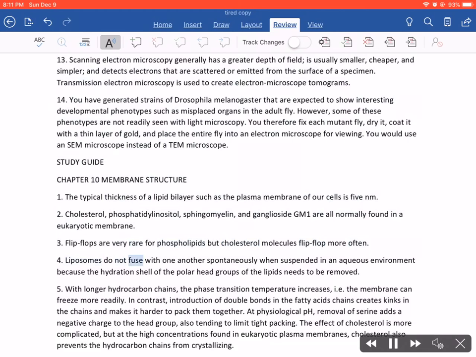4. Liposomes do not fuse with one another spontaneously when suspended in an aqueous environment because the hydration shell of the polar head groups of the lipids needs to be removed. 5. With longer hydrocarbon chains, the phase transition temperature increases, that is, the membrane can freeze more readily. In contrast, introduction of double bonds in the fatty acid chains creates kinks in the chains and makes it harder to pack them together. At physiological pH, removal of serine adds a negative charge to the head group, also tending to limit tight packing. The effect of cholesterol is more complicated, but at the high concentrations found in eukaryotic plasma membranes, cholesterol also prevents the hydrocarbon chains from crystallizing.